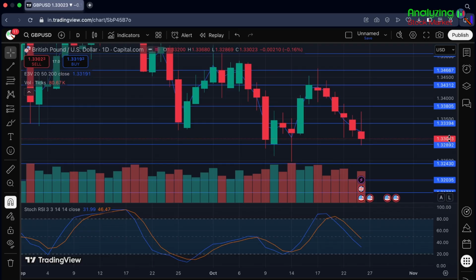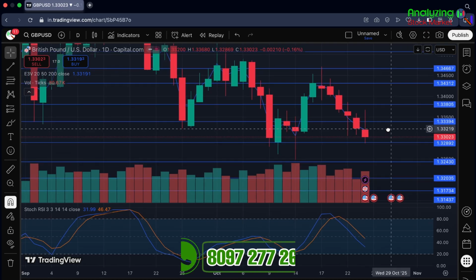1.33023 is the closing. Here the direct support is 1.32892 and here the direct resistance is 1.33394. After direct support, there is a support of 1.32430 and then 1.32035. After direct resistance, there is a resistance of 1.33805 and then 1.34312. These are the important support zones and resistance zones that will help you to take better stop loss and target levels for this week.